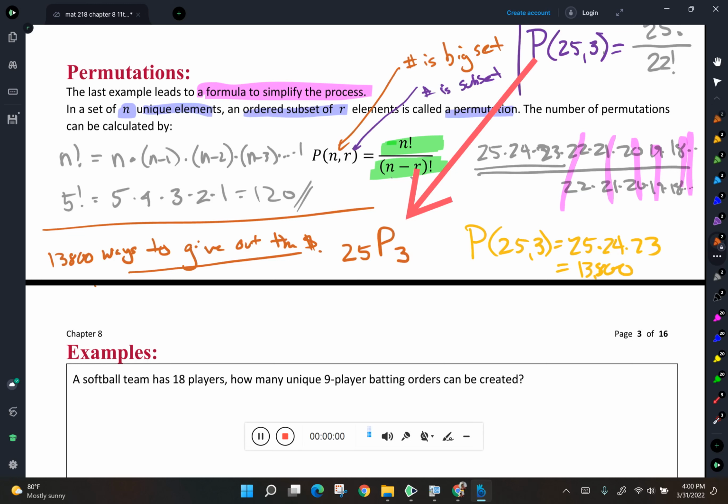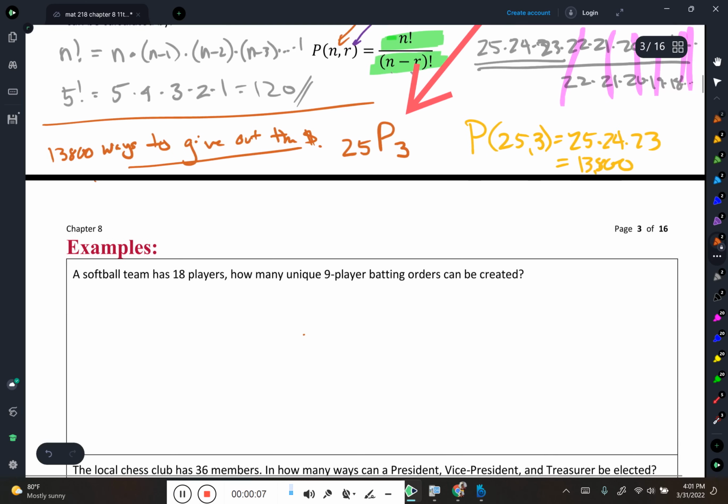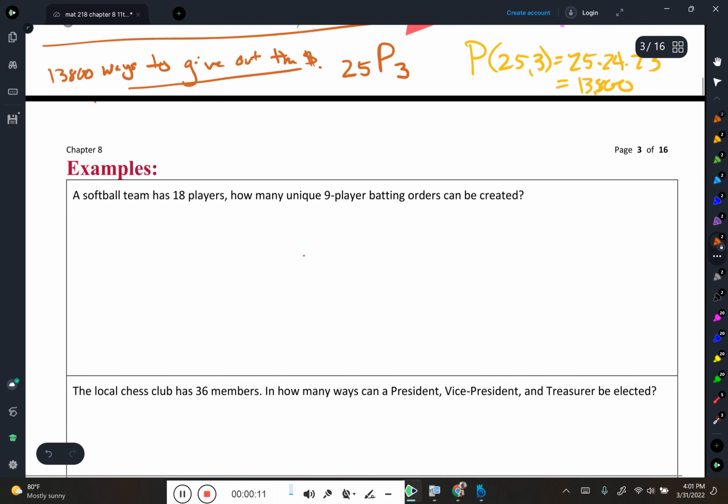All right, so here we go. Some more examples of what we're looking at here. We're looking at more examples of permutations. Okay. A softball team has 18 players. How many unique 9-player batting orders can be created?